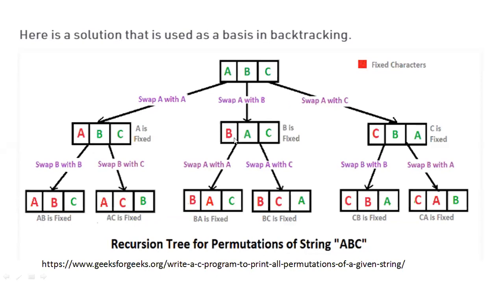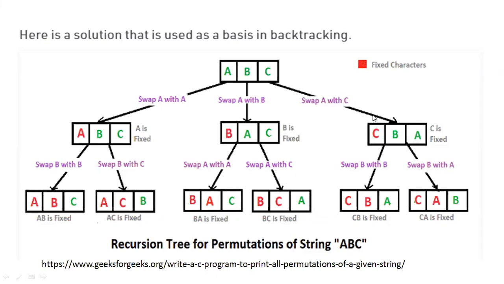After swapping A with B in the first position, we fixed B and again swap A with A. So now B and A are fixed. Remaining is C. So we got the third solution, that is BAC. Again, we backtrack and swap A with C. After swapping A with C, B and C are fixed, A is remaining. So we got the fourth combination, that is BCA. Again, we found a solution, we will backtrack.